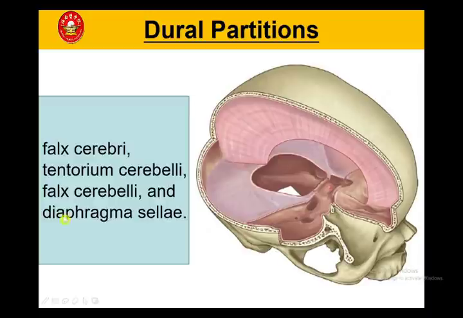Now let's talk about the tentorium cerebelli. It is the horizontal projection of the meningeal dura mater that covers and separates the cerebellum in the posterior cranial fossa from the parts of the cerebral hemispheres. It is attached posteriorly to the occipital bone along the grooves for the transverse sinuses, on both sides here.